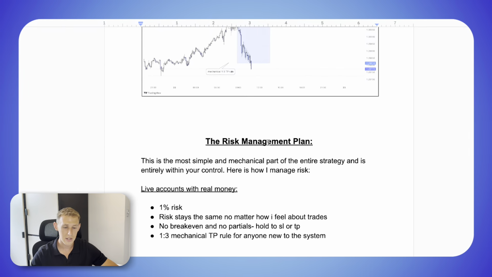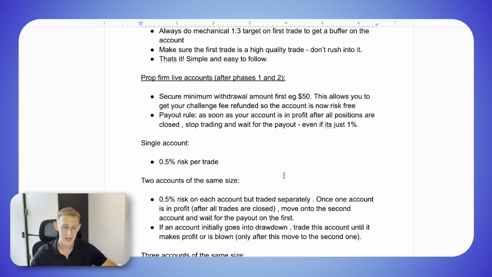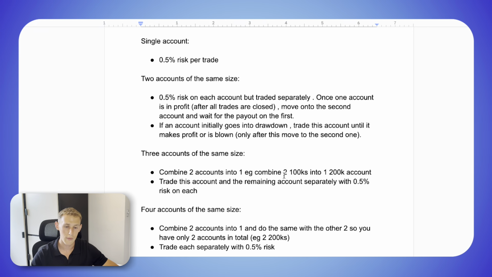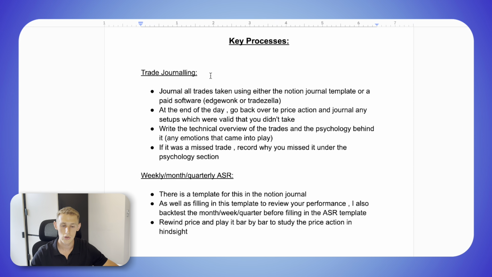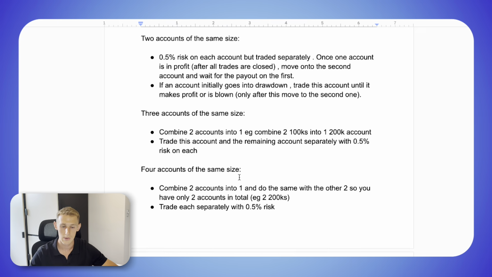And that is essentially it, guys. There are a few more nuanced details down here, such as prop firm risk management and also key processes that I use to journal trades and to improve, doing something called ASR, which is like a period performance review, so weekly, monthly, quarterly performance review.